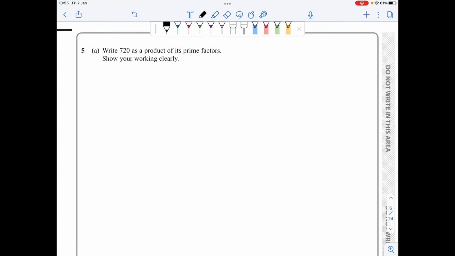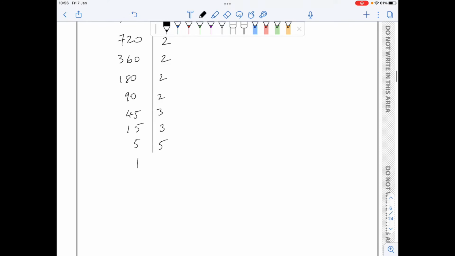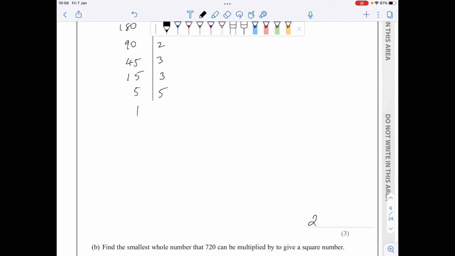In part A, I will divide 720 by prime numbers. So let's start by dividing by 2. You get 360, divide by 2, 180, by 2, 90, again by 2, that's 45. Now divide by 3, you get 15, 3 again, you get a 5, and divide by 5 to get 1. So the answer would be 2 to the power of 4 times 3 to the power of 2 times 5 to the power of 1. You don't have to write the power of 1.